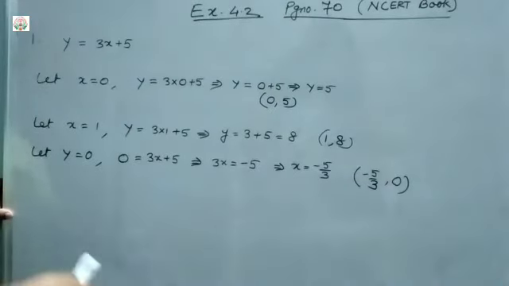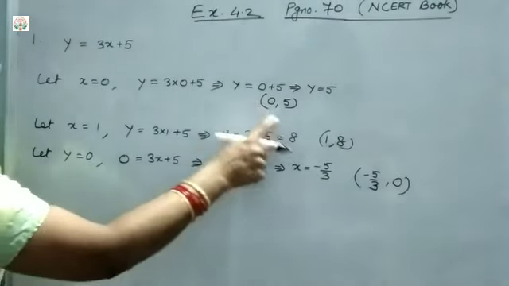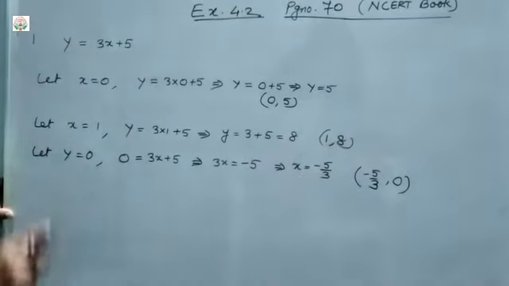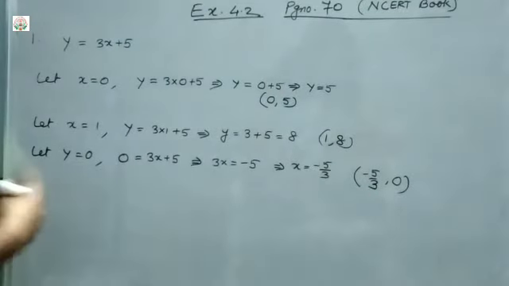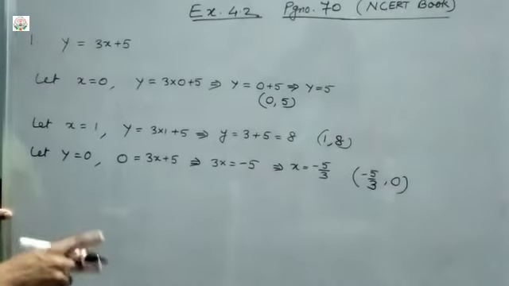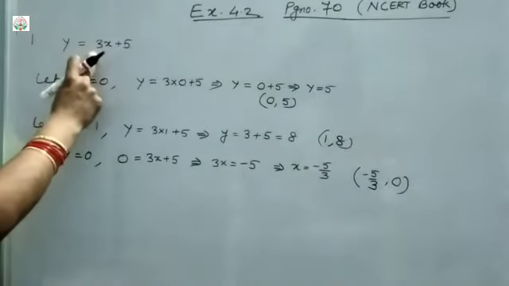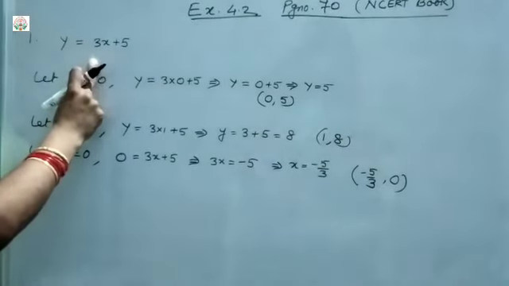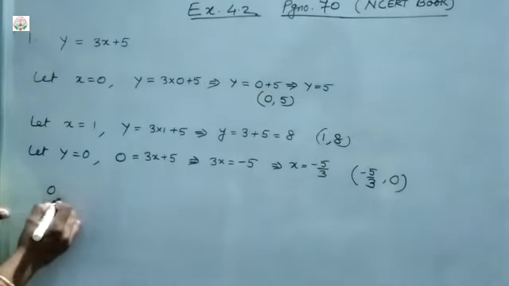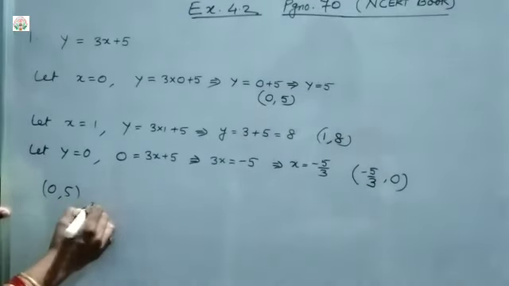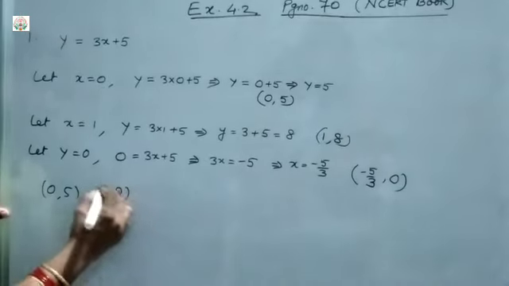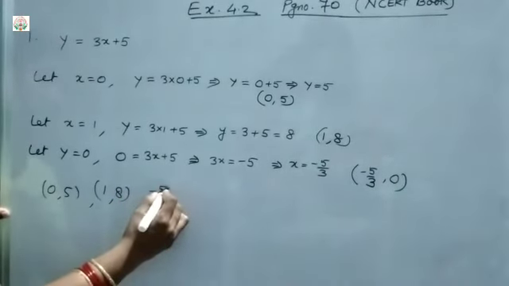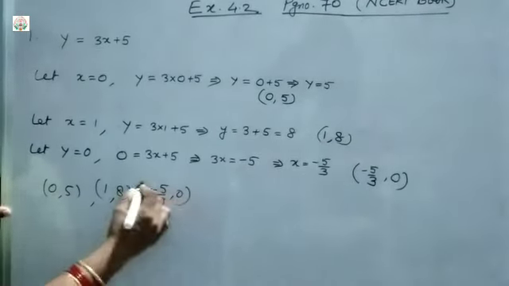Infinitely many solutions. So now we got what? 3 solutions, and the fourth also you can find, the fifth also you can find. So we have infinitely many solutions for this linear equation. Clear children? Understood? So you can write 0, 5, then 1, 8, then minus 5 upon 3, 0.